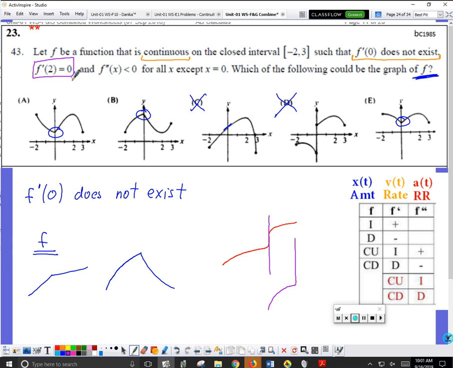So we're running out of time right here. X equal 2, slope is 0. X equal 2, slope is 0. X equal 2, slope is 0.